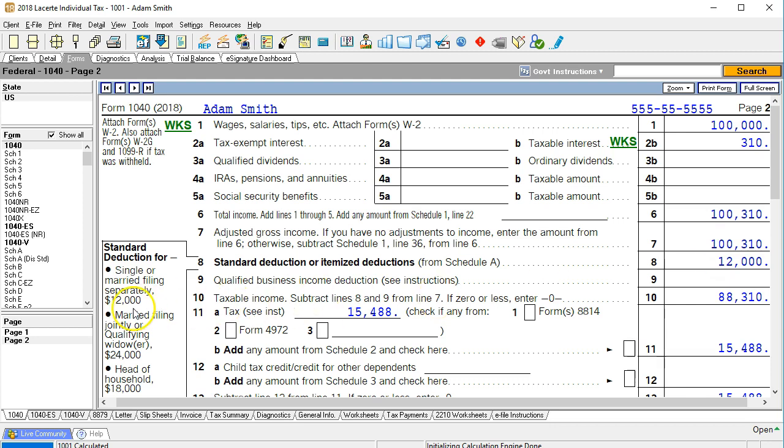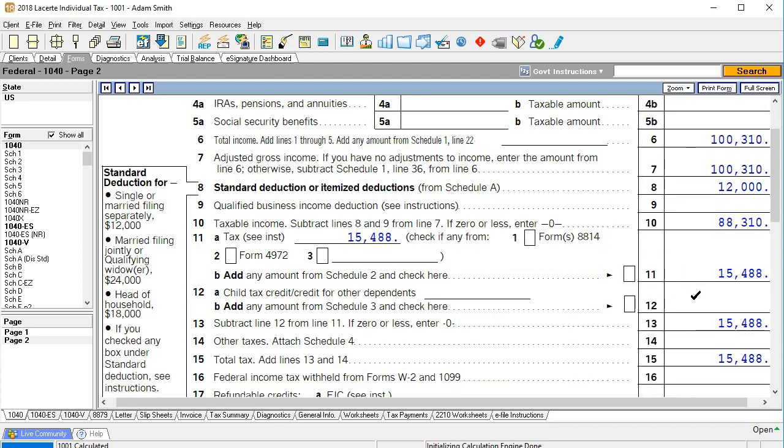Standard deduction for a single individual, 12,000, taxable income down to 88,310, and then the tax is going to be calculated on that at the 15,488. So that is going to be our total tax, the 15,488.